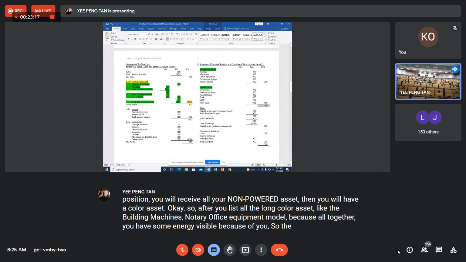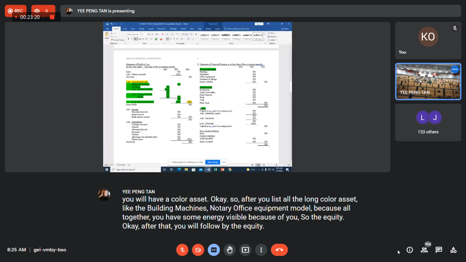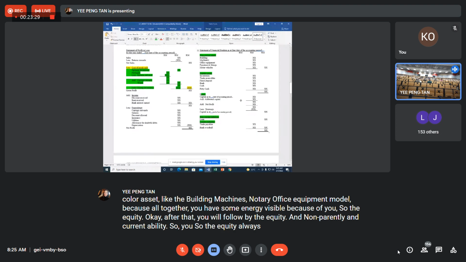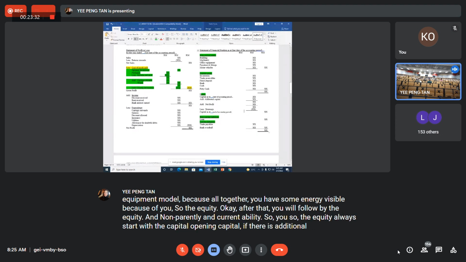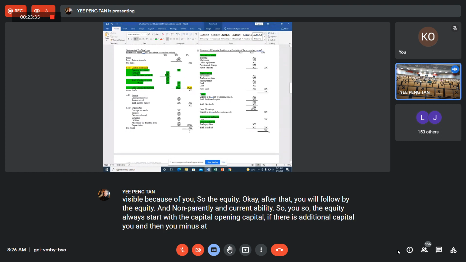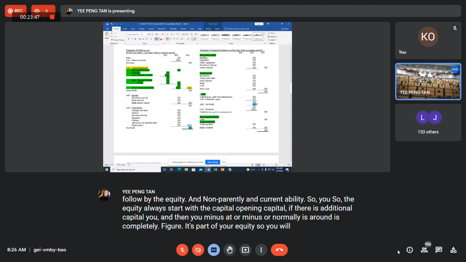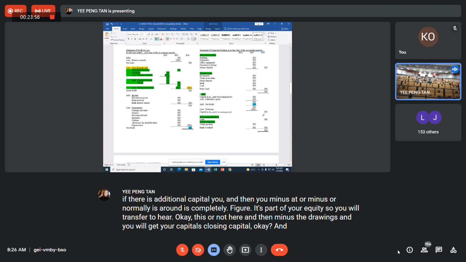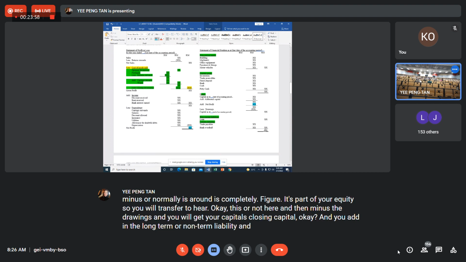So the equity, after that, you will follow with the equity and the non-current liability and current liability. Okay, so you have a total on that. The equity always starts with the capital, opening capital. If there is additional capital, you add it in, and then you add or minus, normally it's add, the profit. This profit figure is part of your equity, so you will transfer it to here later. You post it to here, and then minus the drawings, then you will get your closing capital. And you add in the long-term or non-current liability and current liability, you will get your totals.